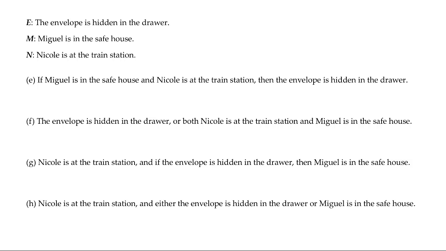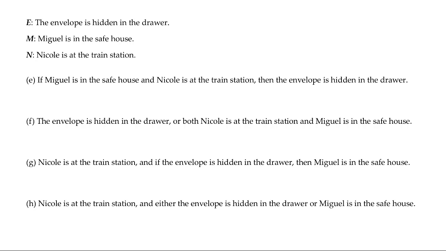Okay, now we're translating with three letters, that is three atomic sentences, and that means that we do need to use parentheses. So, let's see what we got here. E, the envelope is hidden in the drawer. M, Miguel is in the safe house. And N, Nicole is at the train station.